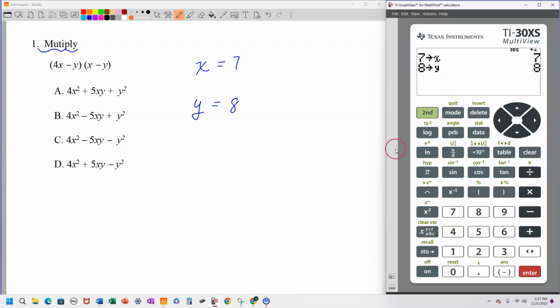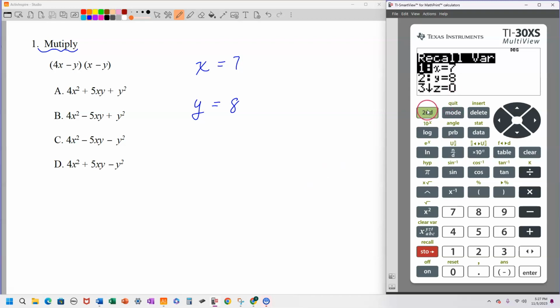Hit enter. And now watch this. Go back to this recall thing right here. Watch this. Go second, storage. And now you can see X is 7, Y is 8. You don't need to do this. I'm just showing you how it changed the value for X and Y. Let's quit out of here.